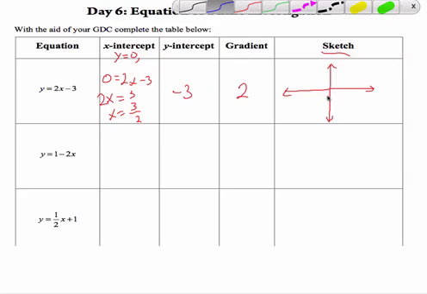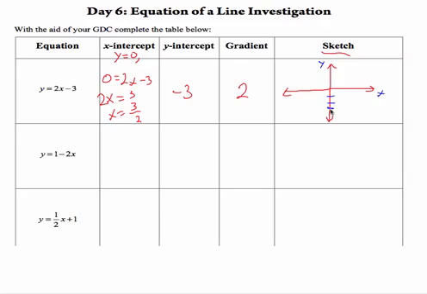So my y-intercept is -3. I'm going to go down 3. And I'll call this x and y for the axes. So that's y-intercept of -3. My x-intercept is 3/2, which equals 1.5. So let me go over to 1.5.